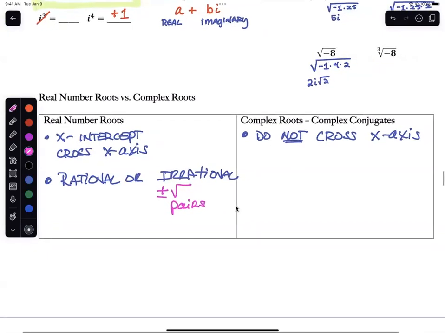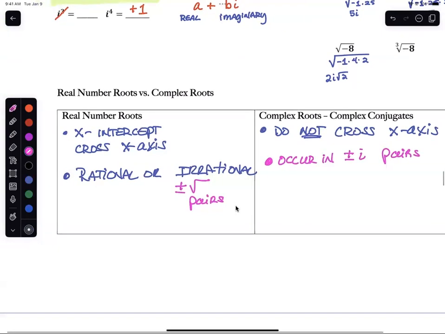That's from the last quiz. Complex roots also occur in pairs. So they occur in positive-negative pairs. So that's something they have in common. And of course, we find all of these by factoring. That's how we find them. Factoring, and throughout, that's how we would find the roots.